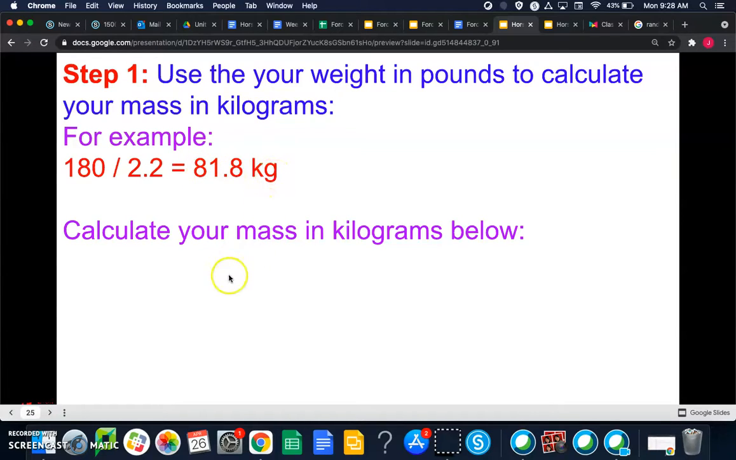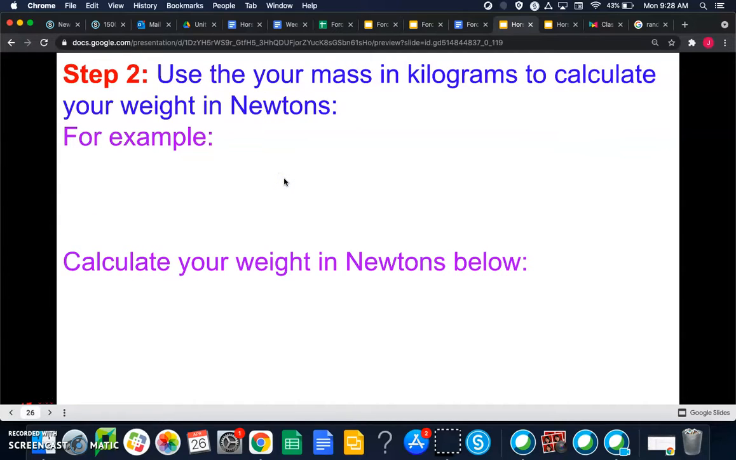You're going to do the exact same thing below, but you're going to do it with your mass. So take your weight in pounds, divide it by 2.2 to get your mass. Okay? For step 2, you're going to take your mass in kilograms and calculate your weight in newtons.